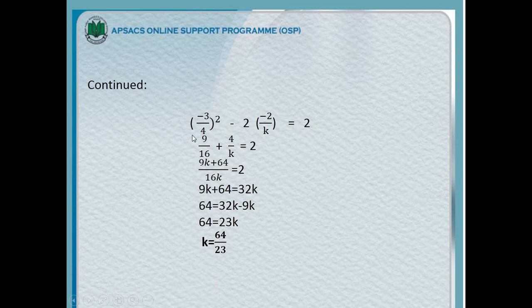So I have just substituted all the values here. By taking square of minus 3 upon 4, we get 9 upon 16. And by multiplying 2 to this fraction, we get plus 4 upon k is equals to 2. This minus and minus will be multiplied and it will turn into plus. And by taking its LCM, we get this step. Now by cross multiplying and simplifying, we get the value of k, that is equals to 64 upon 23.